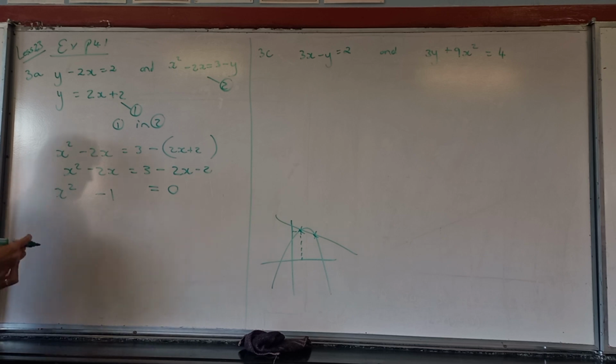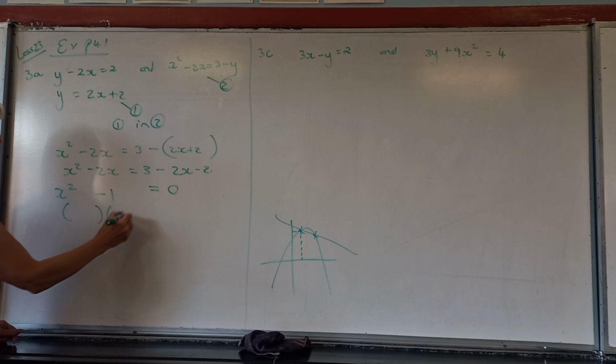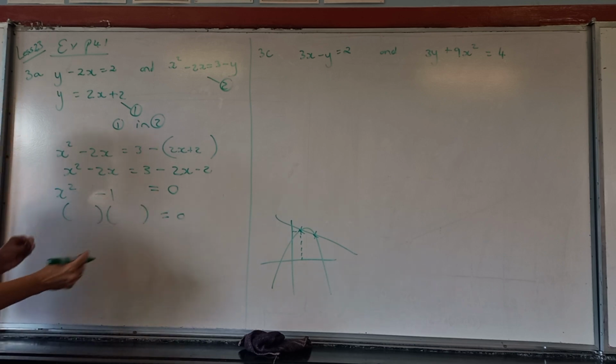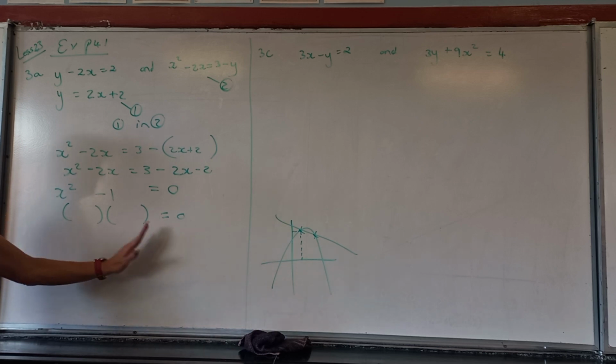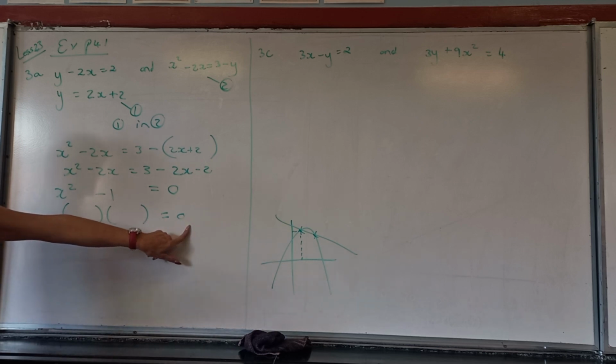Because then we factorize. If we factorize, then we can say if two things are multiplied and the answer is 0, one of them has to be 0. If two things are multiplied and the answer is 3, it doesn't mean one of them is 3. Only for 0. That's why the technique is to get it equal to 0.